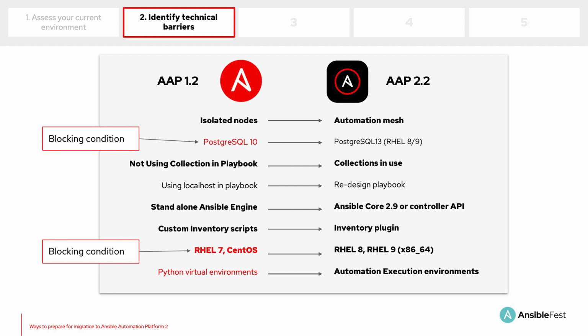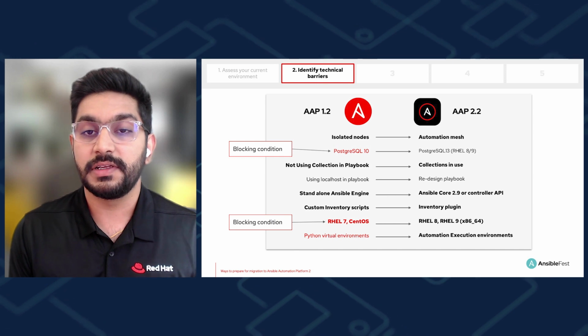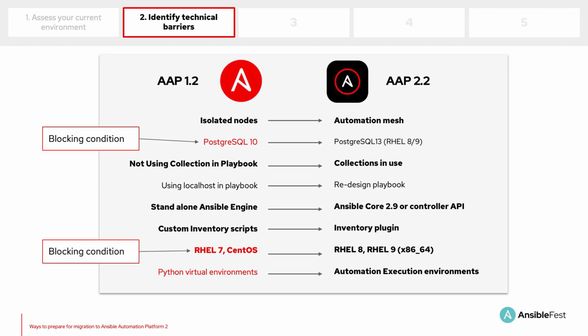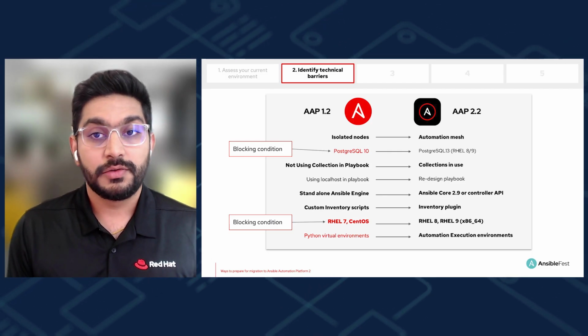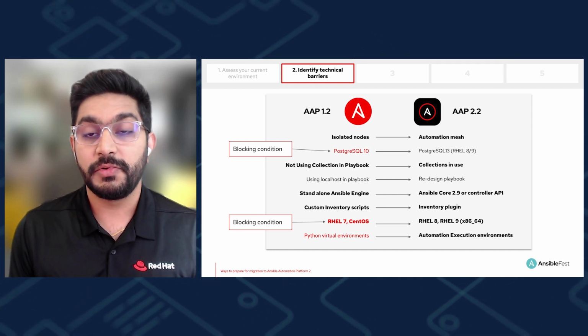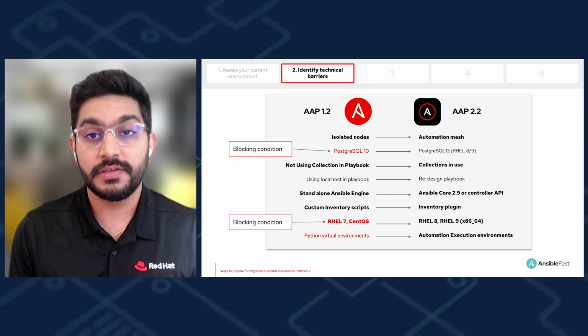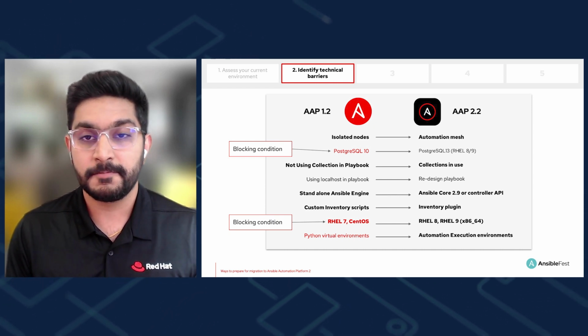Sixth, custom inventory scripts to inventory plugins. The ability to add custom inventory scripts in the graphical user interface has changed to defining an inventory script in source control management. Ansible Automation Platform 2 also includes a set of common inventory plugins. Seventh, RHEL 7 to RHEL 8 or RHEL 9. By RHEL, I mean Red Hat Enterprise Linux. So this is a blocking condition to migrate to Ansible Automation Platform 2, and an important technical factor to look out before planning your migration, because Ansible Automation Platform 2 is based on RHEL 8 or RHEL 9.